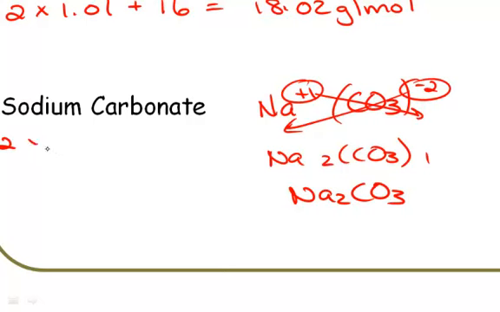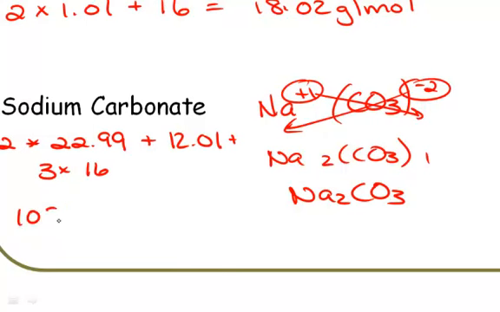So we have 2 atoms of sodium at 22.99 plus carbon at 12.01 and 3 atoms of oxygen at 16. This gives us a molar mass of 105.99 grams per mole.